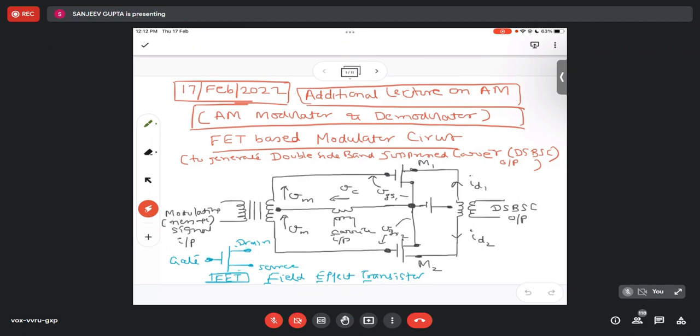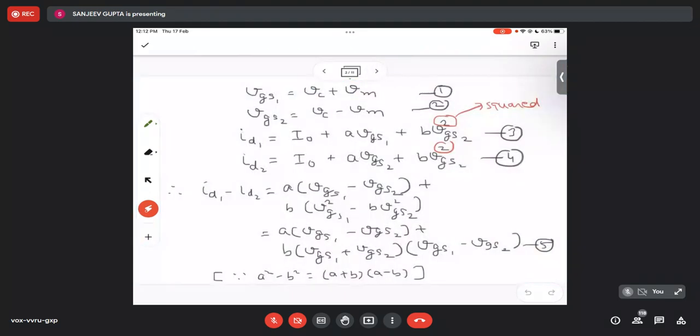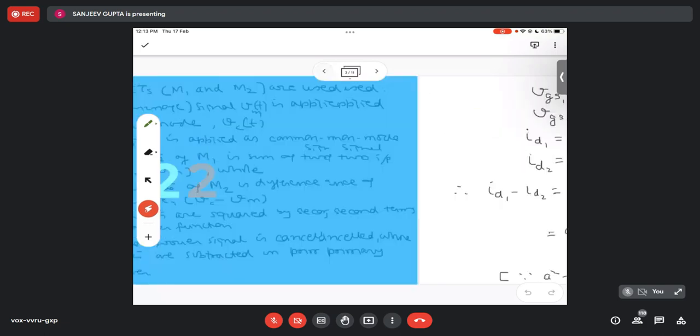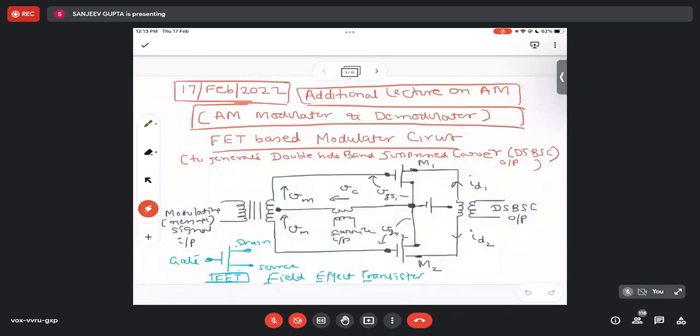Now these two currents can be written using the transfer function: ID1 equals I0, which is the DC current, plus A VGS1 plus B VGS1 square plus C VGS1 cube and D VGS1 to the power 4 and so on. But we retain only up to the square terms. Similarly, ID2 is written as I0 plus A VGS2 plus B VGS2 square. I'm highlighting this square part, which is very important. Other terms we can ignore, the cube and the power 4 and so on. If I subtract 4 from 3, I get ID1 minus ID2, and that will give me the DSB suppressed carrier output.